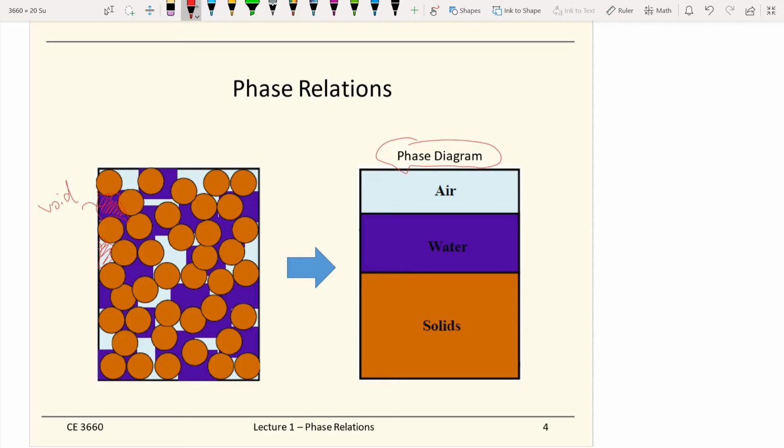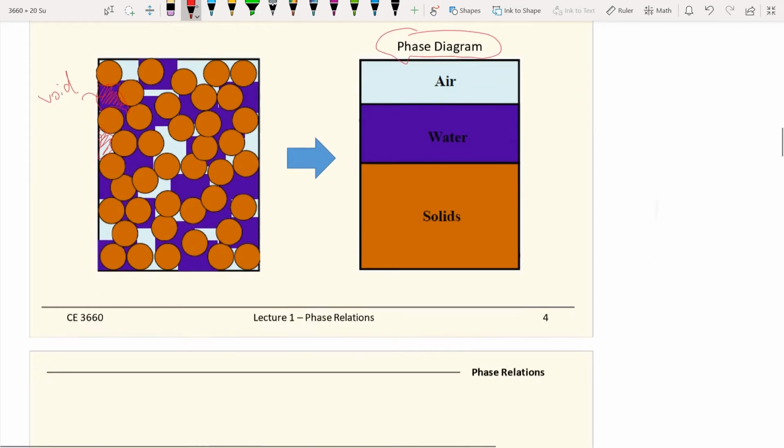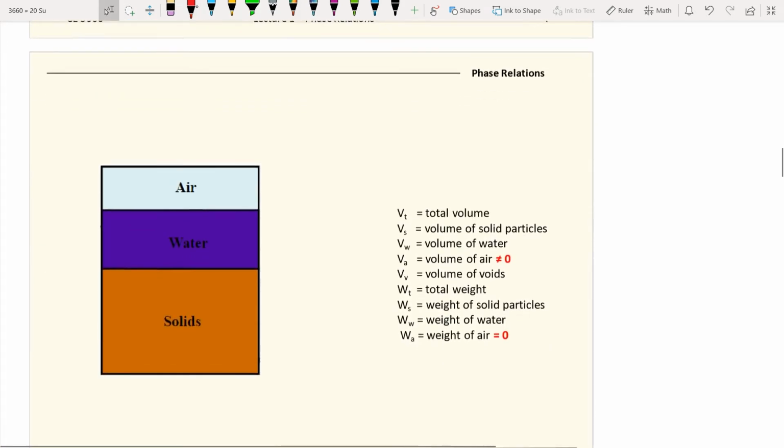And the way that we quantify it is we look at both the weight and also the volumes. So the phase diagram we can further develop into two categories. When we talk about the phase diagram, it is a link or like a diagram. The main purpose is linking between the weight and also the volume.